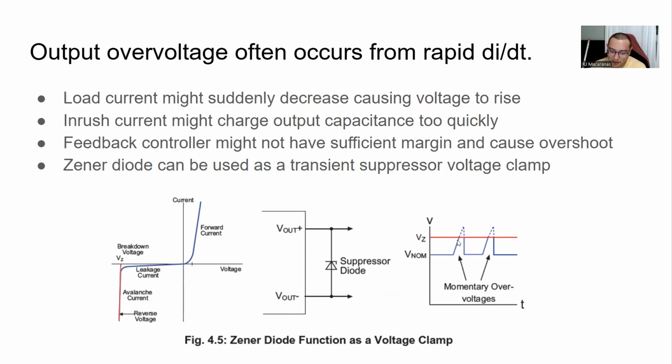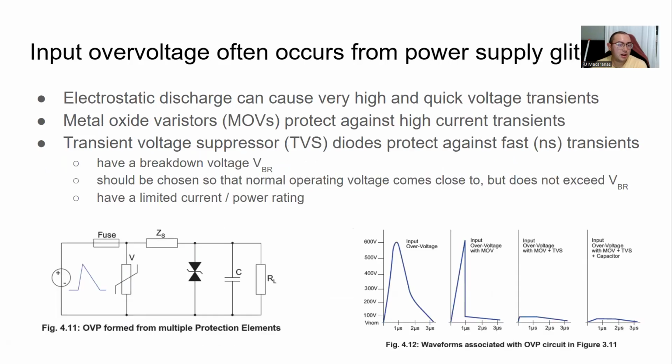Otherwise, the output voltage will just always be clamped and your converter won't actually work the way you want it to. Similarly, if we look at the input side, there are input over voltage events. We don't have too much control over these. We're actually being fed this input voltage from some kind of power distribution network or power supply. And so there can be electrostatic discharge, which causes very high and quick voltage transients.